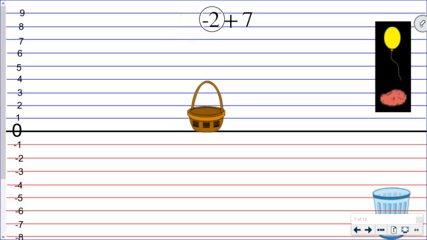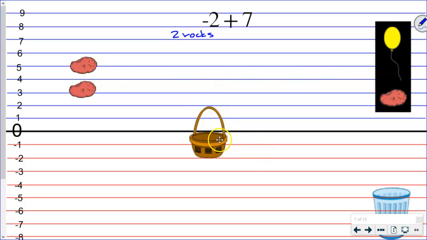We would say this negative 2. So that means I'm starting with 2 rocks. I'm going to go ahead and do that. Model it with me. 2 rocks, which means the basket is starting down here at negative 2. To that basket, I am adding 7. 7 whats? What am I adding this time? Thank you for adding to the conversation, Orion.